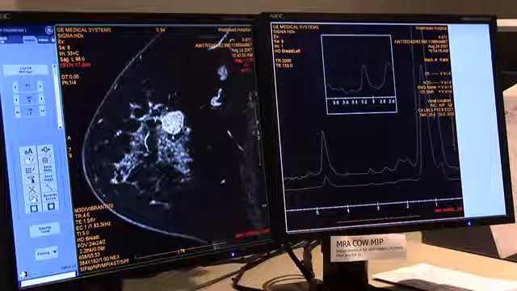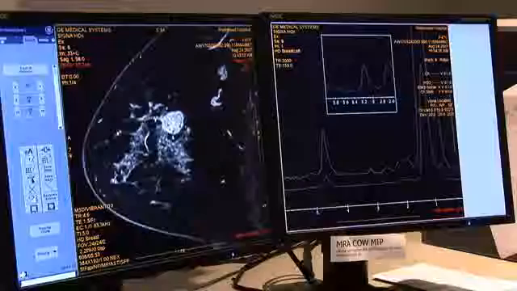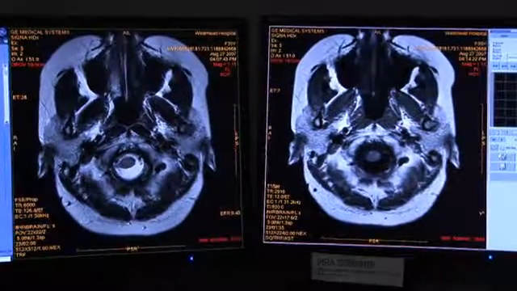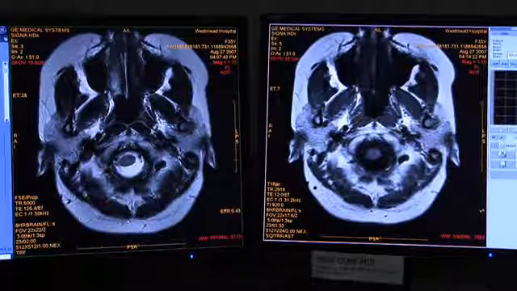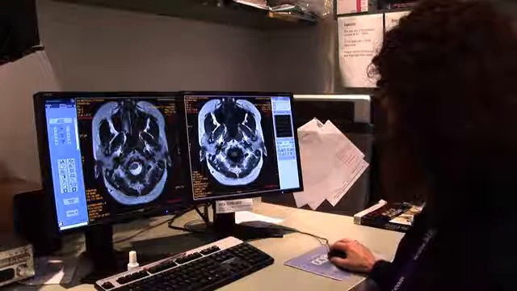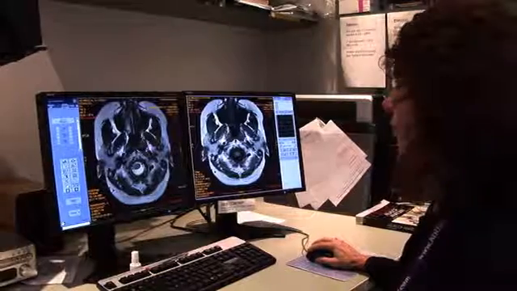Image contrasts are used to produce different types of images. On a T1 weighted image, white matter appears white and gray matter appears gray, while cerebrospinal fluid, or CSF, appears dark. On the left-hand side of the screen, we have a T2 weighted brain image, and linked to that on the right is a T1 weighted FLAIR.